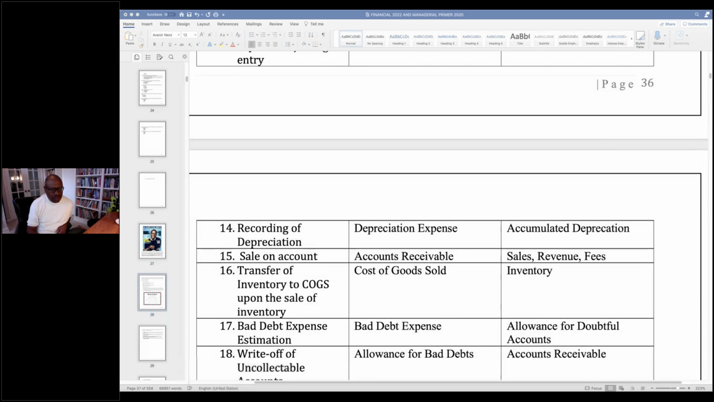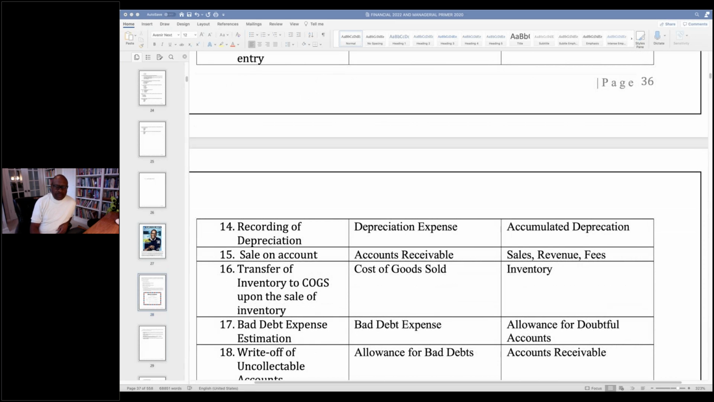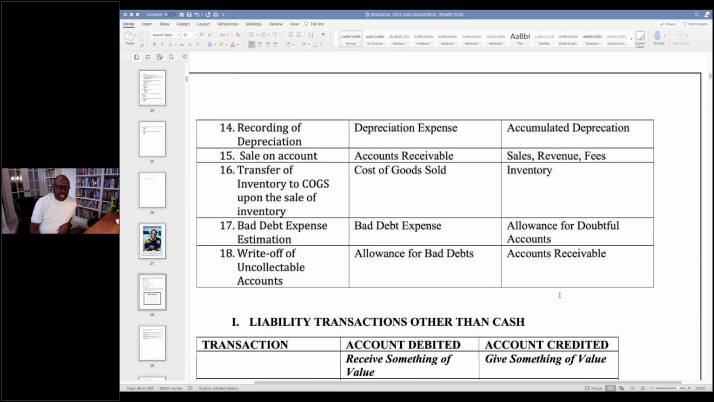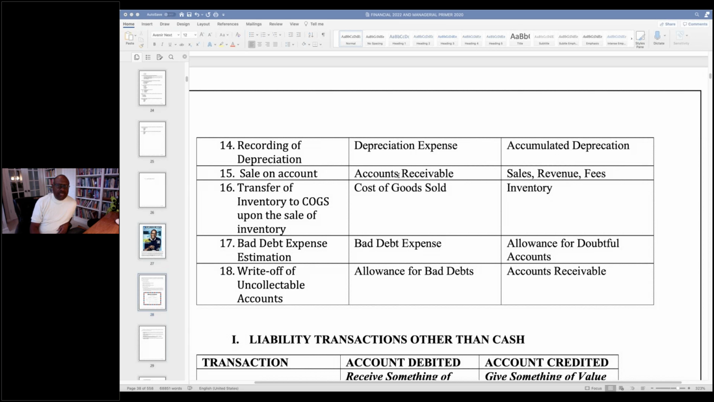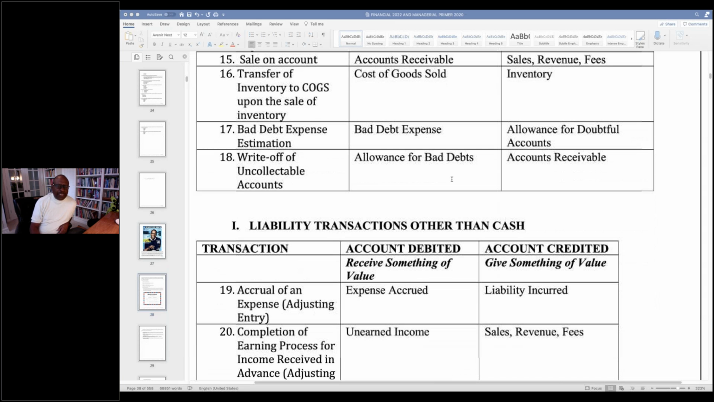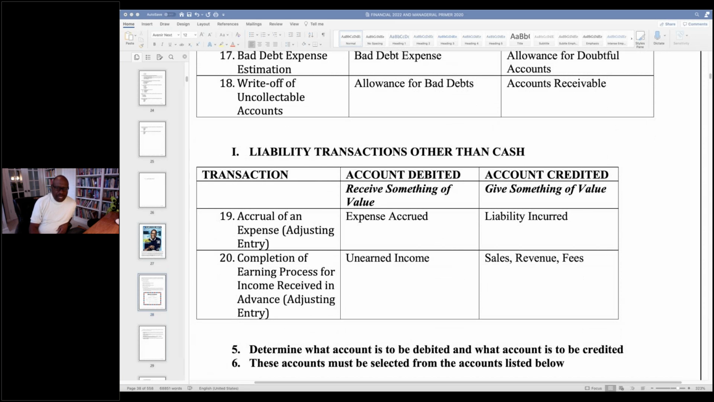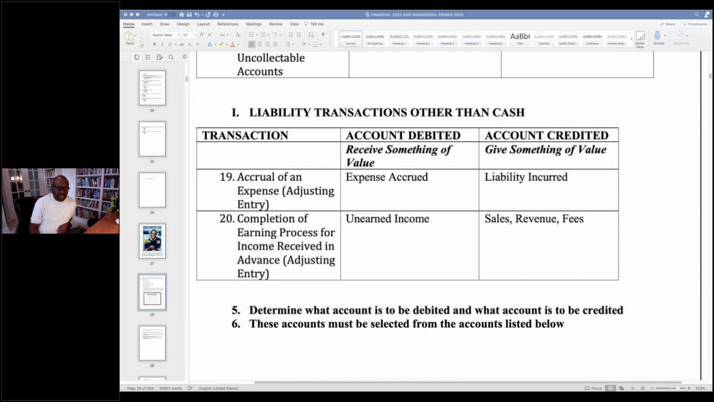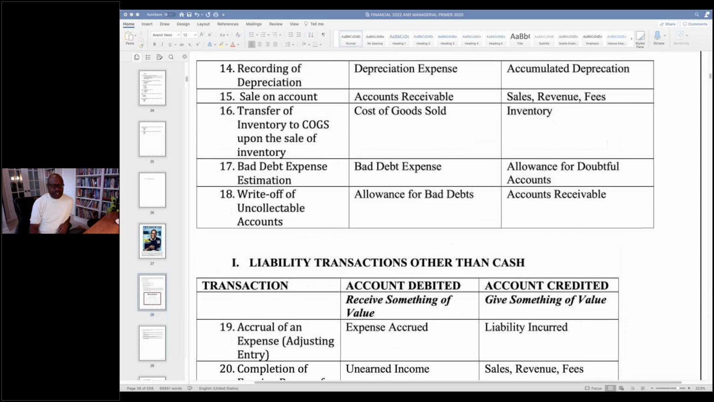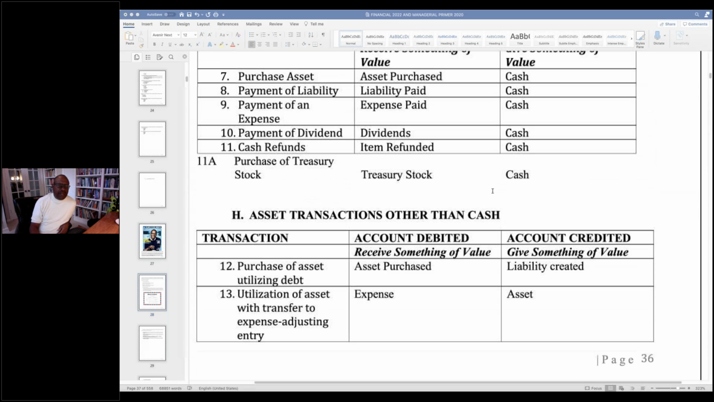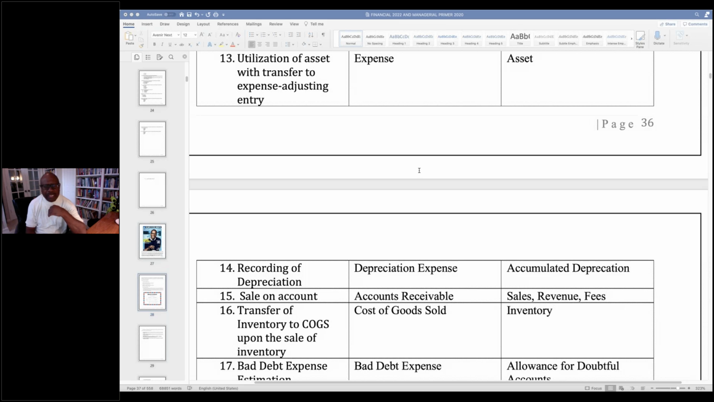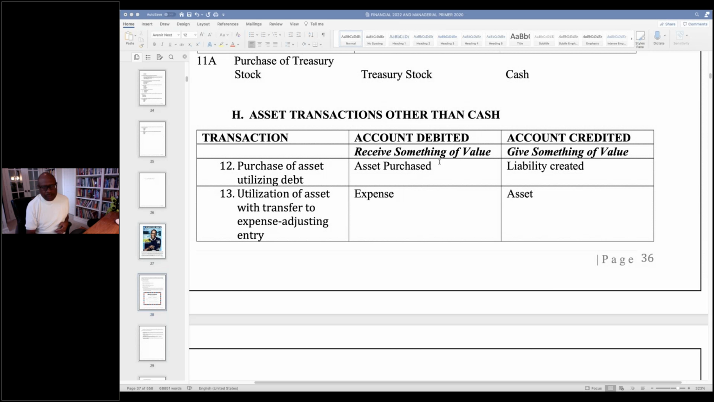And each time it's telling you what you debit and what you credit. Here's that inventory one where you transfer inventory to cost of goods sold. So on a sale, there are always two entries. That's sale on account, 15. Then we have some liability transactions other than cash. So we had these 20 transactions. I've added another one in here, 11A, so it's 21. These are the journal entries that you'll be dealing with on your review problems.